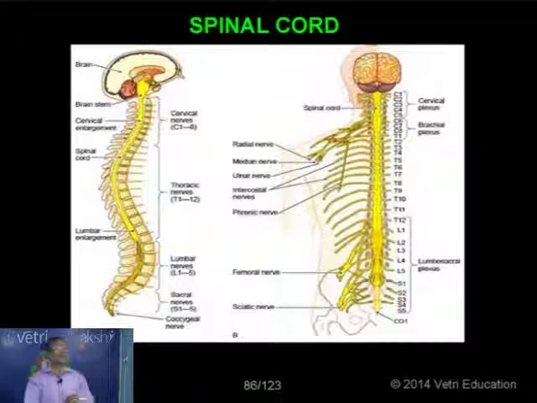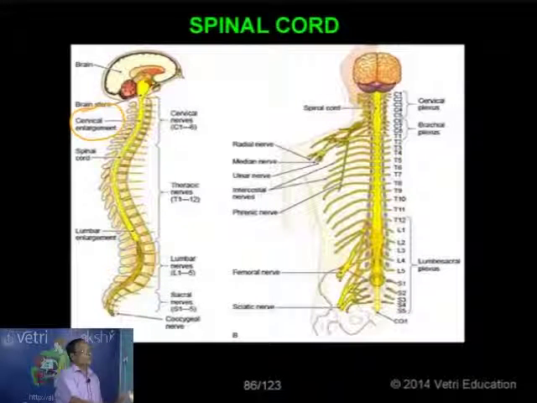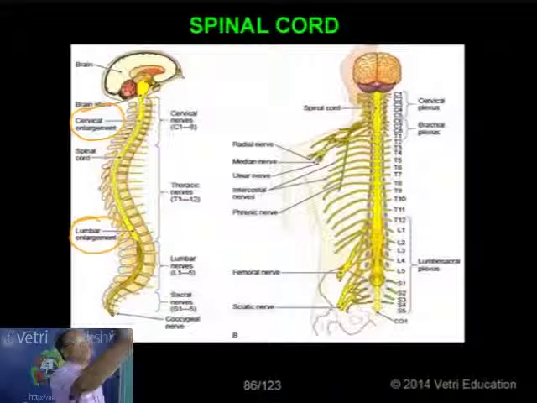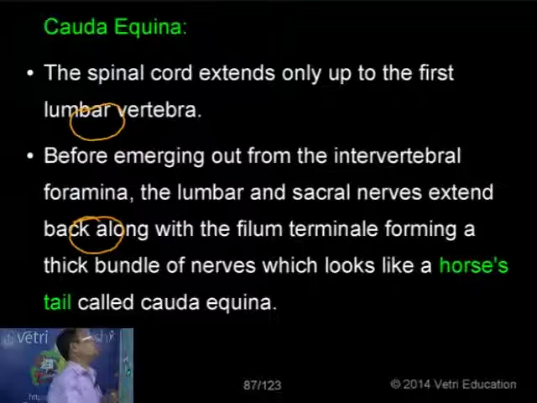Now this is the structure showing the cervical enlargement, and this is the lumbar enlargement. There are about 31 pairs of spinal nerves arising from the spinal cord: cervical 8, thoracic 12, lumbar 5, sacral 5 and coccygeal 1. We'll see how the spinal nerves form the plexus, along with the cranial nerves, later under the peripheral nervous system.